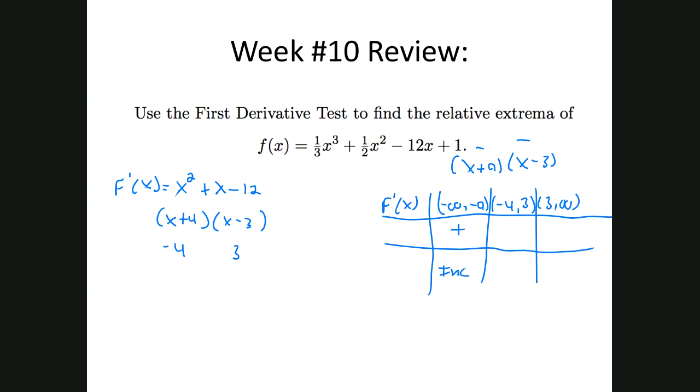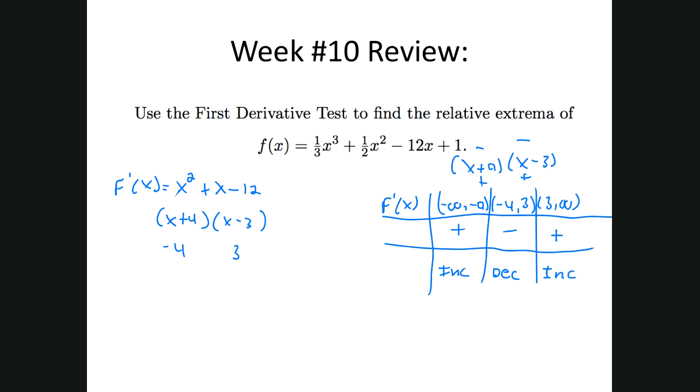Then I take a number in between negative 4 and 3. Well, 0 is a very good number to use. If I put 0 in here, 0 plus 4 is positive. 0 minus 3, that's negative. A positive times a negative is negative. So I know my function is decreasing here. And if I put a value in here, let's take 10. 10 plus 4, that's positive, and 10 minus 3, that's positive. So positive times positive is positive. So I know my function is increasing here.